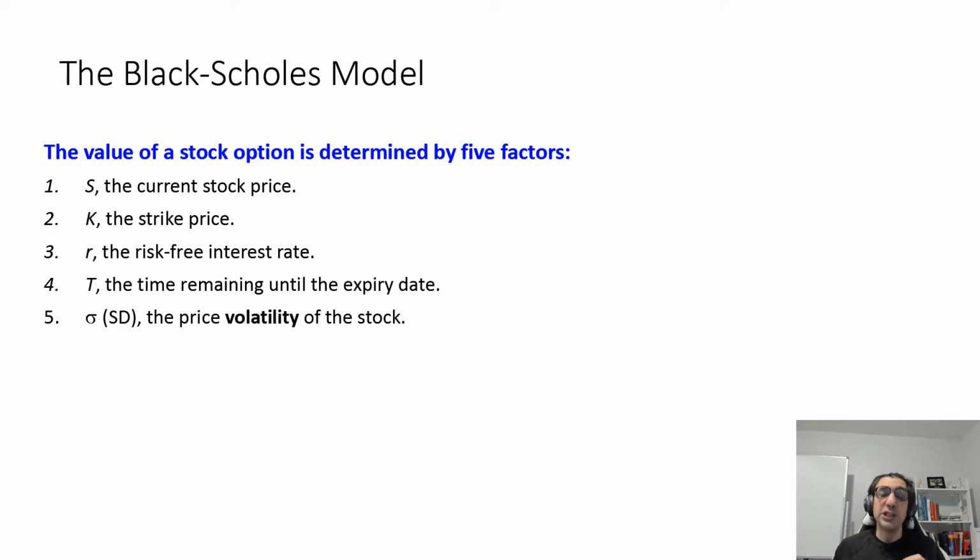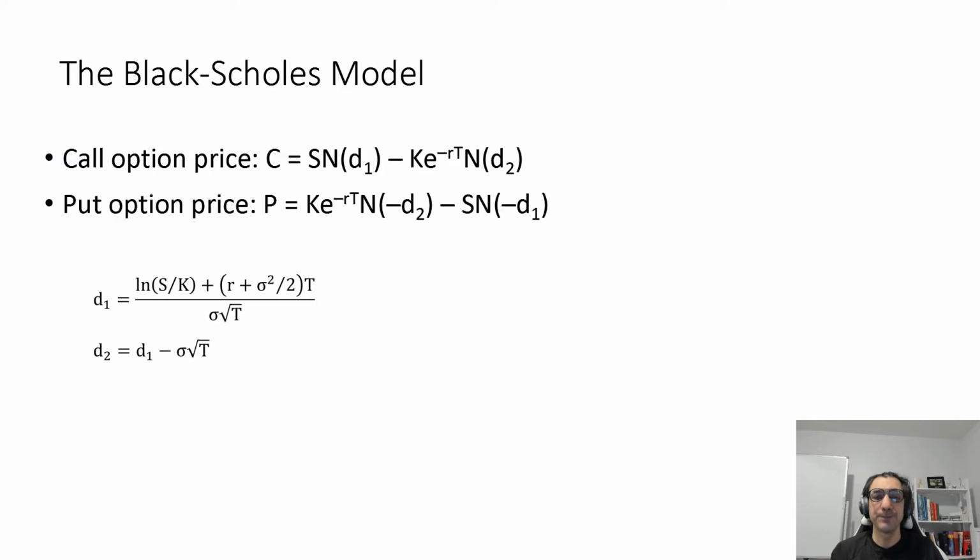According to the Black-Scholes model, there are five major variables or factors which determine the option price. What are these factors? The stock price for sure is one of those. We use S for that. K is the exercise or strike price. Then the risk-free interest rate, or R, and the time remaining until the expiry date, for which we use T. And finally, the volatility of the underlying asset, which here is the stock. We use sigma to show the price volatility of the stock. Now, how does the formula actually work? Let's talk about the formula in the next part.